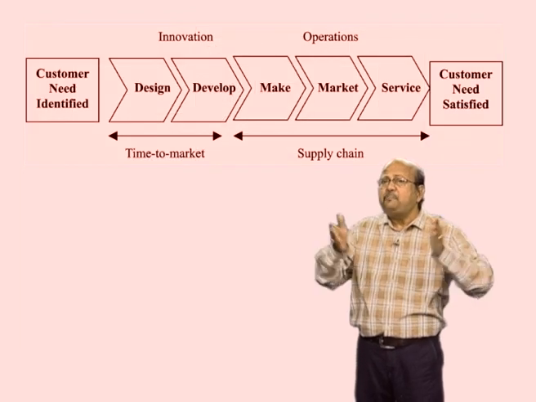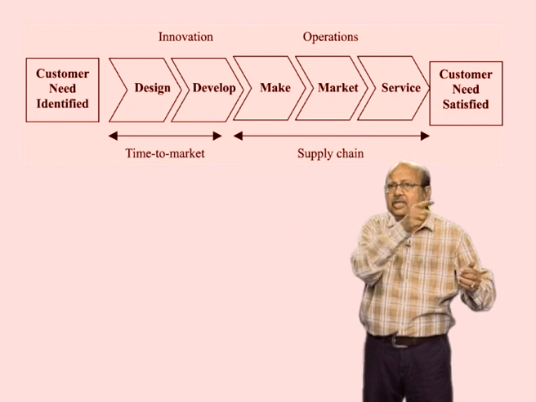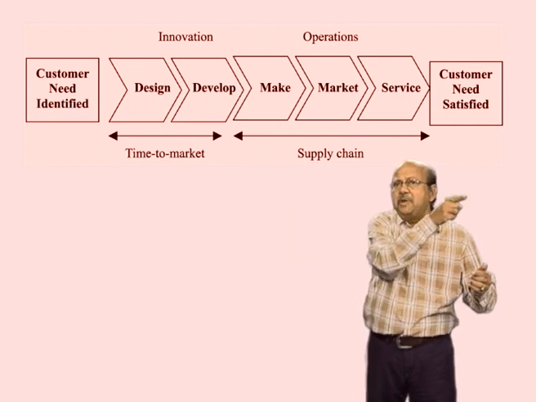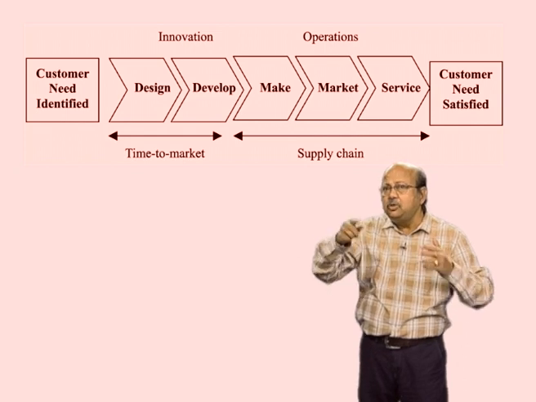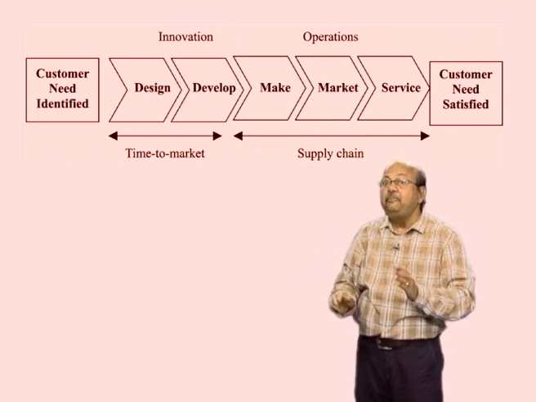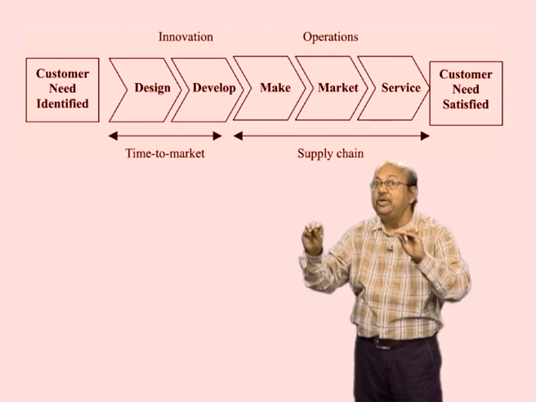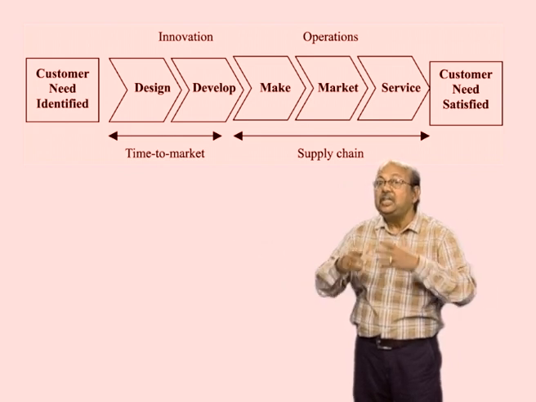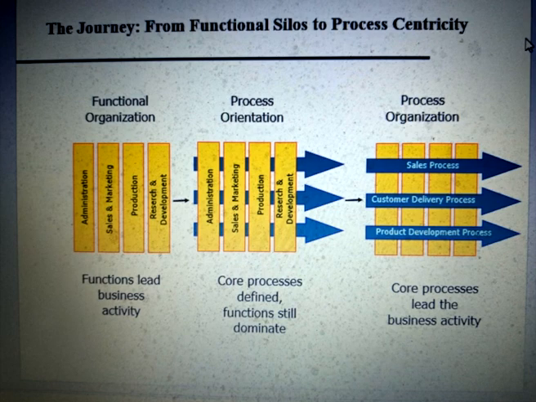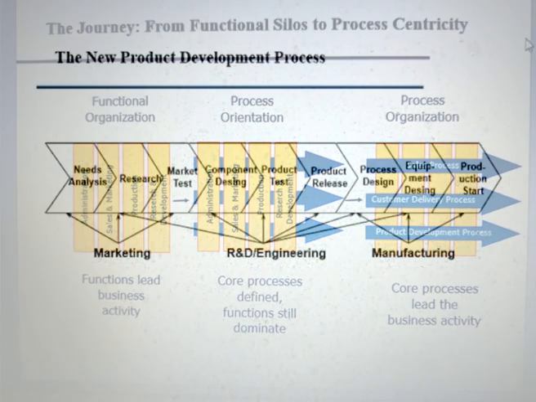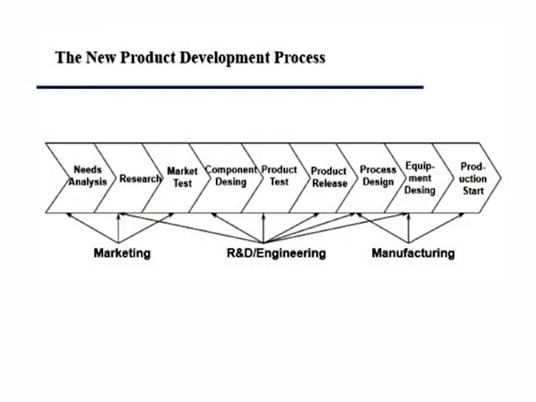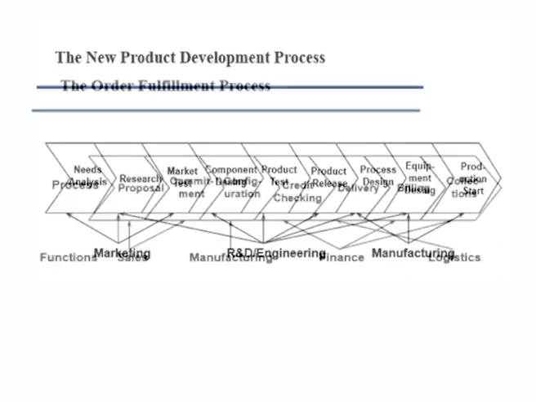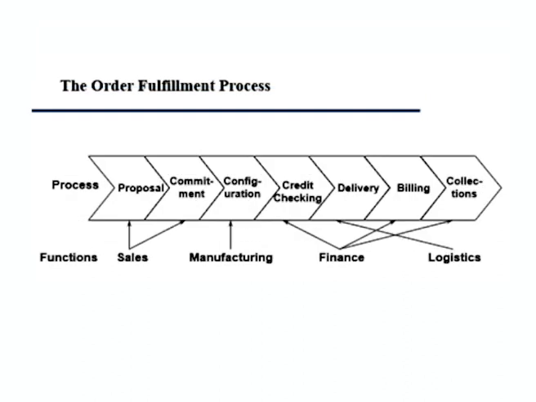Let us understand what the process perspective is. A process cuts across all the departments. By using a process you can evaluate and fix the responsibility of a person who is doing what. It is not just a task. So, a process cuts across all the departments. For example, new product development is a process that cuts across different departments. Order fulfillment is another example of a process that cuts across all the departments.